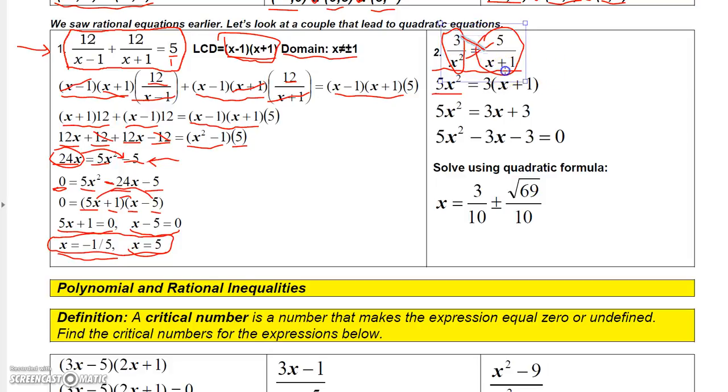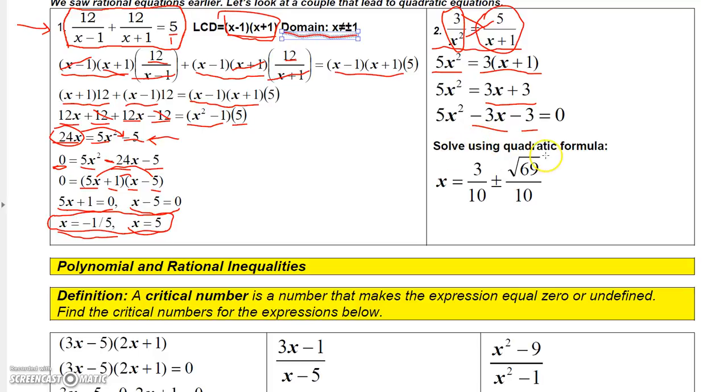Okay. So I'm going to go this way, 3 times x plus 1, so I get 3 times the quantity x plus 1, and then distribute this, 3 times x is 3x, 3 times 1 is 3, so I get 3x plus 3 on the left, and then when I move the 3x across to the other side, it becomes minus 3x, and move the 3 across, it becomes minus 3, and now go get your quadratic formula, because A is 5, and B is negative 3, and actually so is C. C is also negative 3.